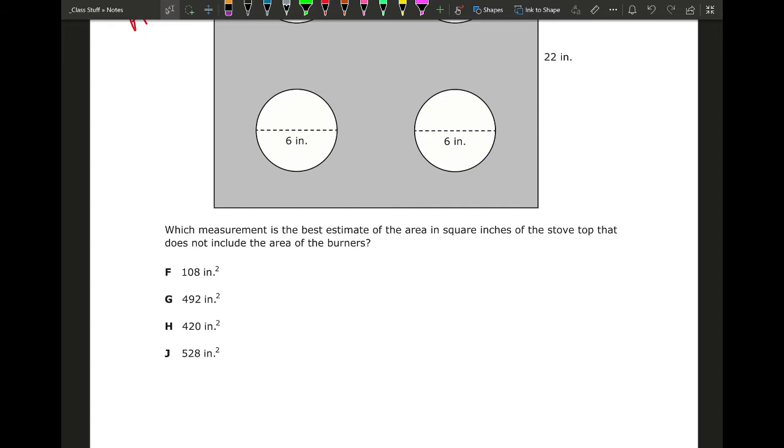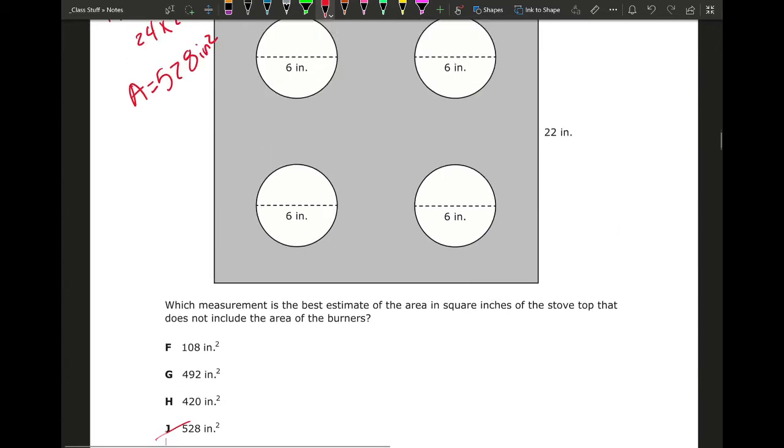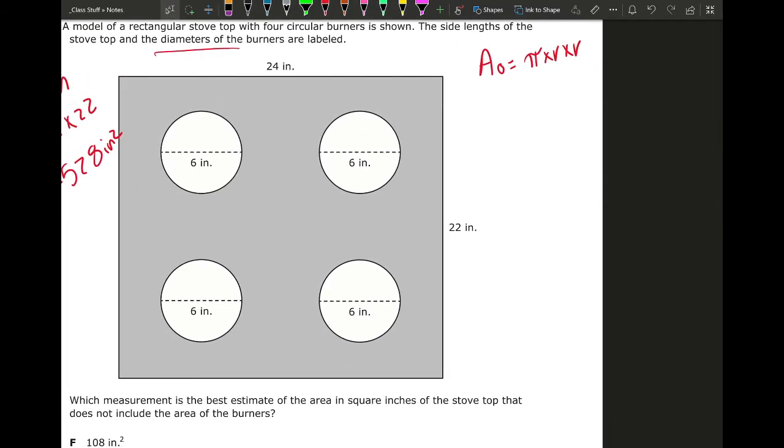However, remember, I have to take away the burners, so my number has to get smaller. At this point, what you will do is look for bigger numbers than 528. In this case, we don't have anything bigger than 528. If you did, you would eliminate those as well. So now, let's focus on the circles. So this is my diameter. So my radius is going to be half of that.